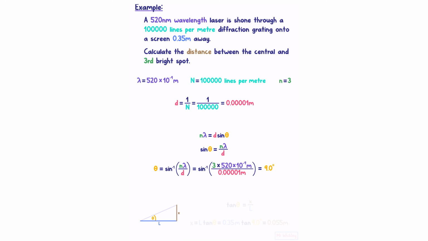And now taking our right-angled triangle here and using the TOA relationship, which is that tan of our angle is equal to the opposite x divided by the adjacent L, multiplying both sides by L to solve for the x. Putting our numbers in gives us 0.055 meters.